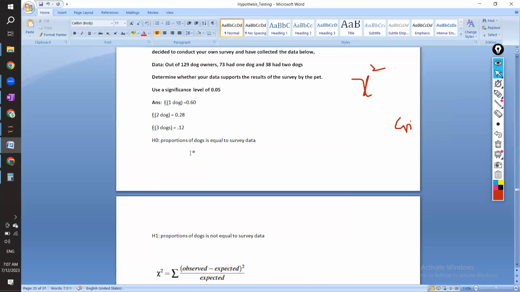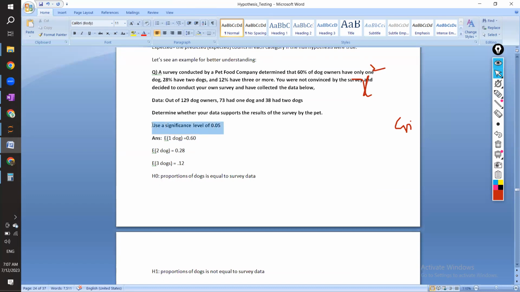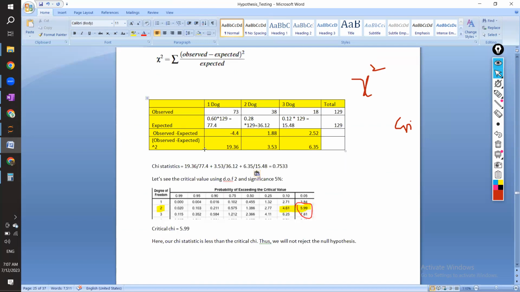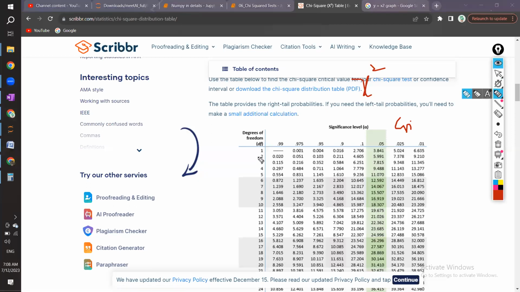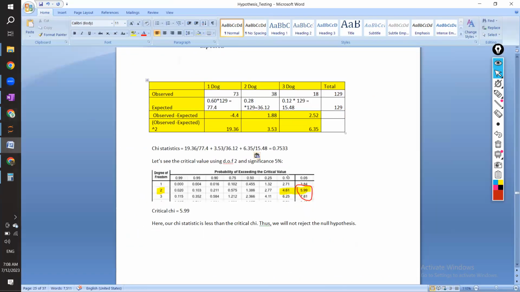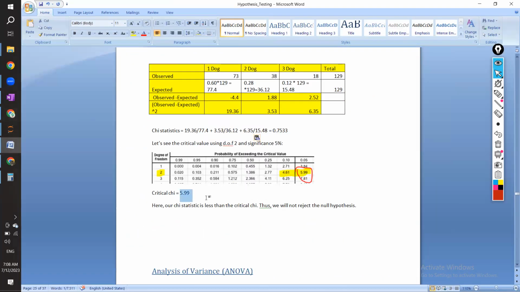Significance is saying 0.05, but degrees of freedom is what? Number of samples minus 1. So here it will be number of categorical variables minus 1. How many categories are we considering? Three categories: one dog, two dog, three dog. 3 minus 1 is 2. So you need to go for degrees of freedom 2 and 0.05. That gives 5.991. So over here 5.99 will be the critical value.